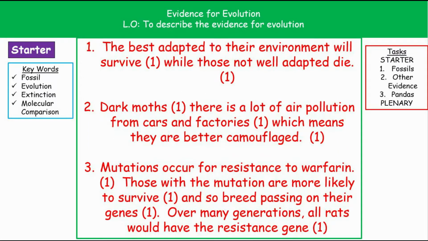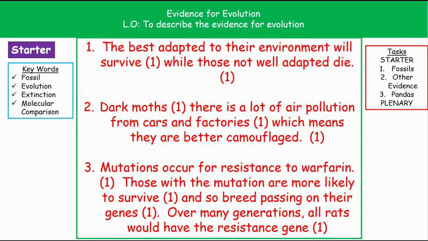So question 1, survival of the fittest means that the best adapted to the environment will survive. Give yourself a tick for that part, and a second mark if you pointed out that those that are not well adapted will die. Question 2, in the peppered moth, we would expect dark moths, for 1 mark, to be more popular at the moment because there's a lot of air pollution from cars and factories, 2nd mark, which means that they're better camouflaged than their lighter counterparts, for the 3rd mark.